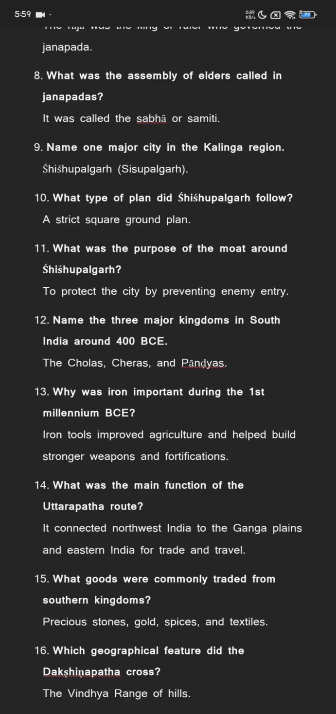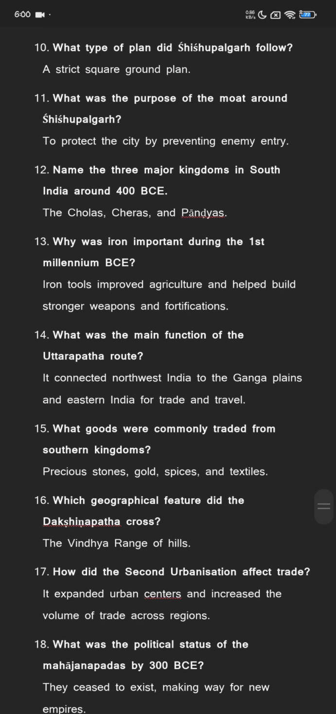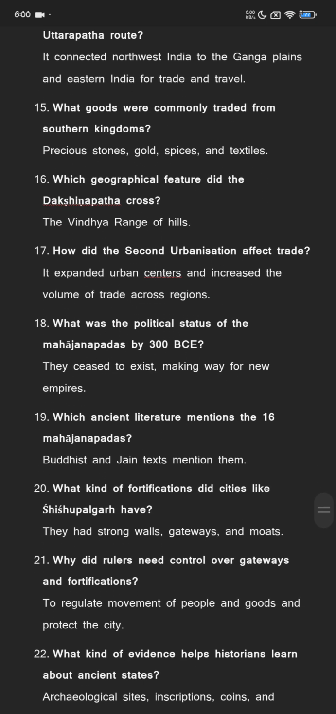What was the main function of the Uttarapatha route? It connected northwest India to the Ganga plains and eastern India for trade and travel. What goods were commonly traded from southern kingdoms? Precious stones, gold, spices, and textiles. Which geographical feature did the Dakshinapatha cross? The Vindhya range of hills.